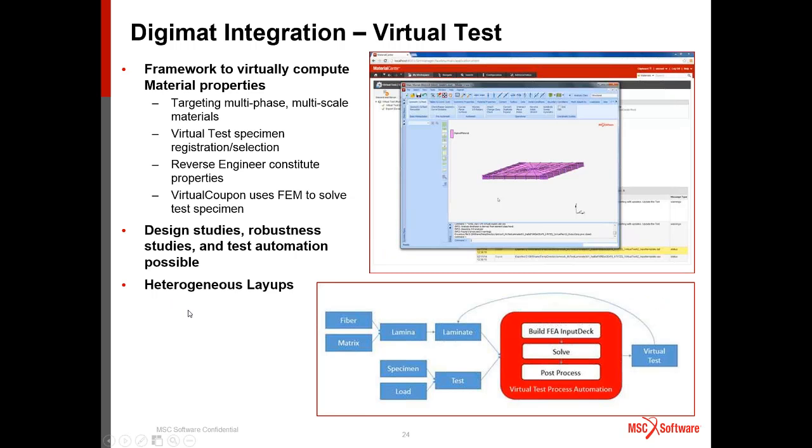Now we are dividing this feature up into two different phases. 2014 is limited to layups built in the same material and the same ply. However, after 2014, we're aiming to support heterogeneous layups, which will give the materials engineer more flexibility in designing and simulating custom composite test data.